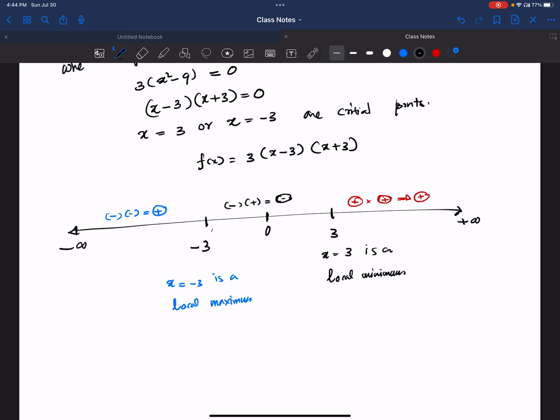So here the function is increasing, and in between that f of x is decreasing, and again f of x is increasing.